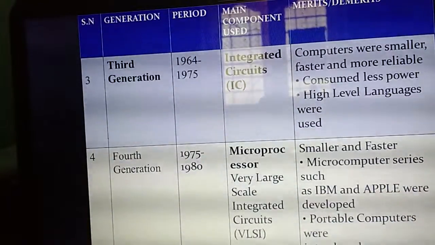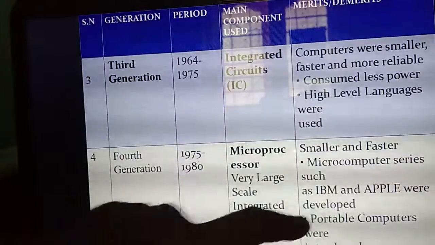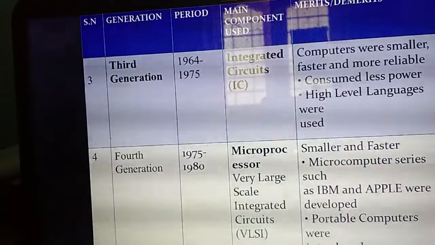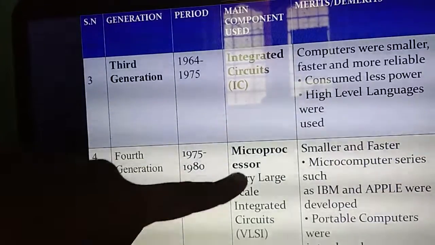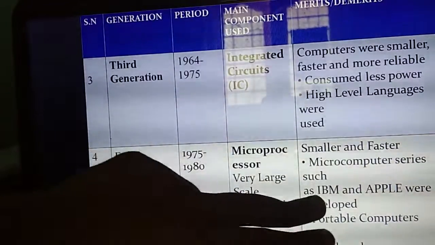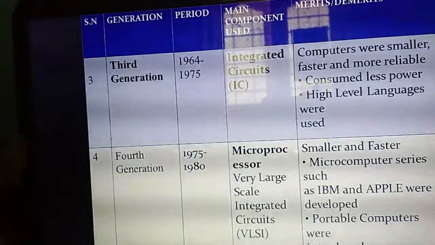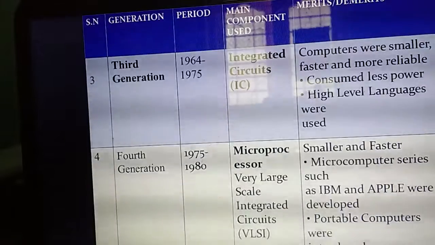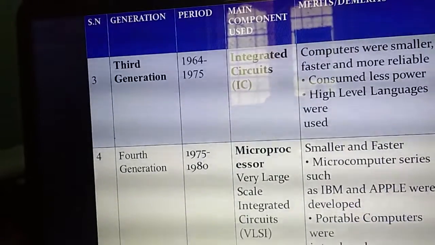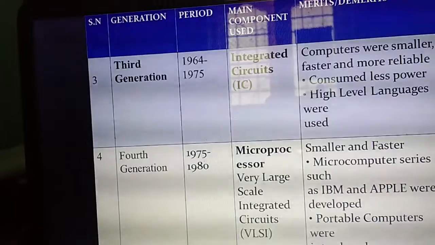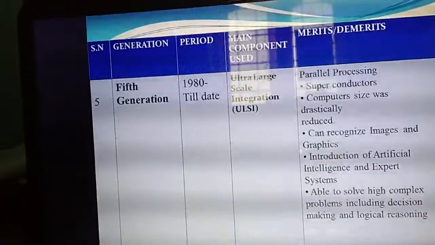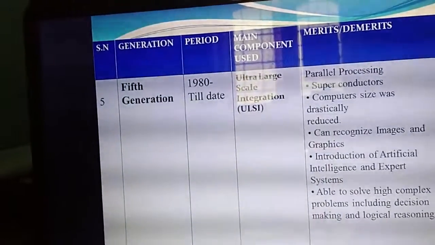Which company introduced the microprocessor? IBM and Apple. This is an important one word question: which company introduced this microprocessor? IBM and Apple company. In this fourth generation, portable computers were introduced. Portable means we can use them as we wish. Portable computers were introduced in which generation? Fourth generation.